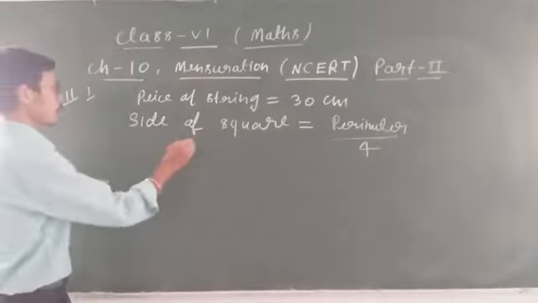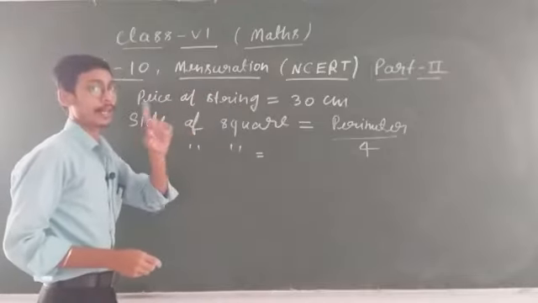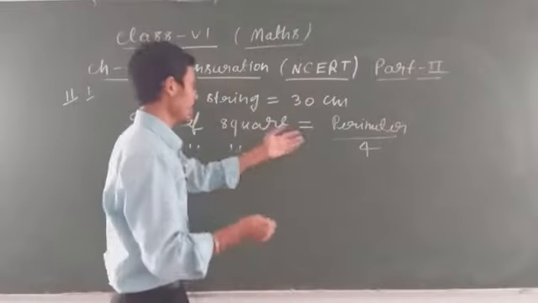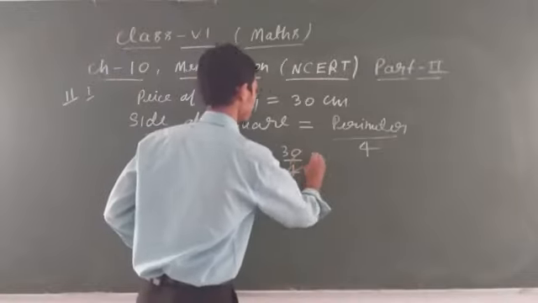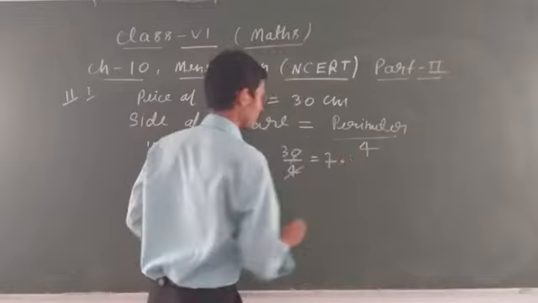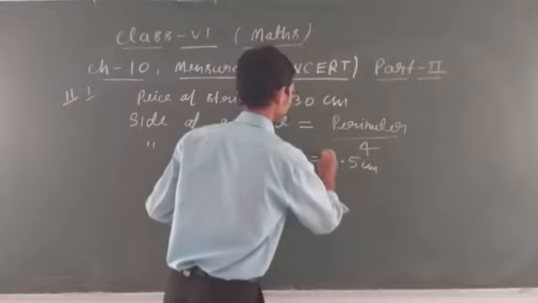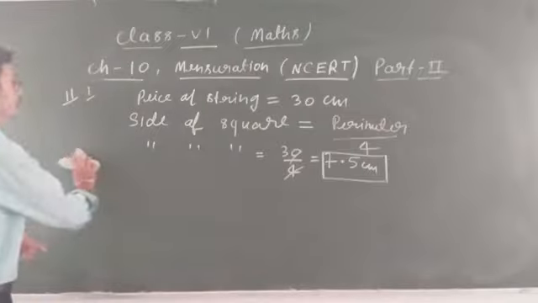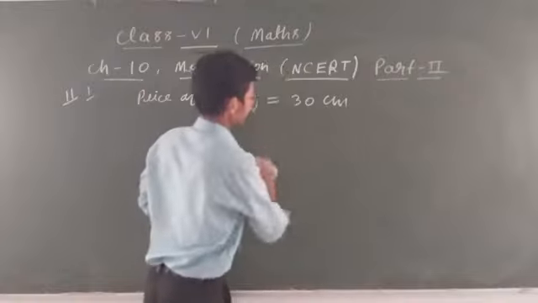So the side of square equals what? Perimeter is given, this is the total length. I explained that total length means the perimeter. So the value of perimeter is 30 upon 4. Clear? When you divide, 4 7s are 28, 2 remains. Put a decimal, 4 5s are 20. So this is the side of the square, student. Clear?